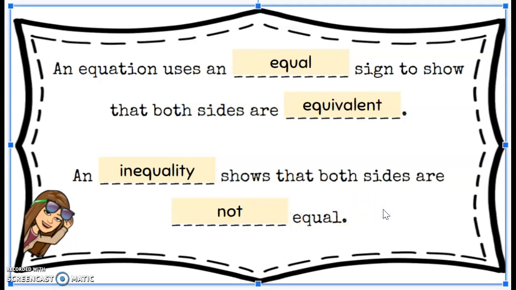So this is what your slide should look like. An equation uses an equal sign to show that both sides are equivalent. And equivalent is another word for equal. And an inequality shows that both sides are not equal. So it does not use an equal sign. It uses what we call an inequality sign, or greater than and less than. And in the next slide, we'll be going over those signs or symbols.